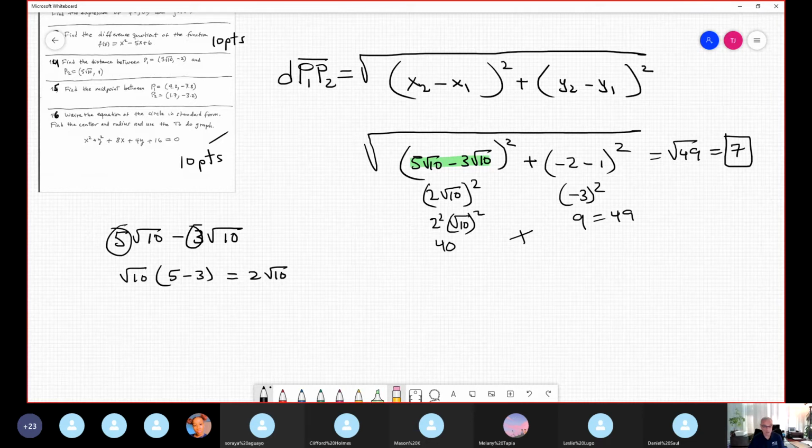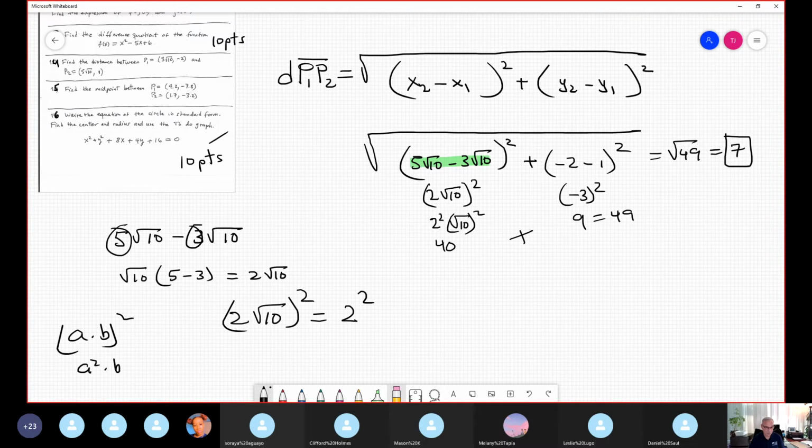But you do not square this. 2 radical 10 is squared, and you square both parts. It's like (a times b) squared: how do you solve that? a squared times b squared. So it's 2 squared, which is 2 times 2, that is 4, and radical 10 squared is 10.